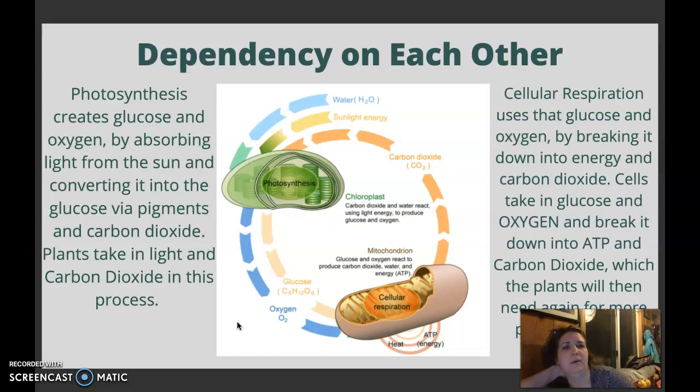And then cellular respiration uses that glucose and oxygen, and it breaks it down into energy and into carbon dioxide. So the cells take in glucose and oxygen, break it down, and then they output carbon dioxide, which the plants will then need again for more photosynthesis.